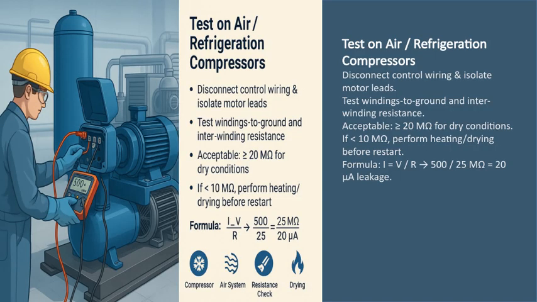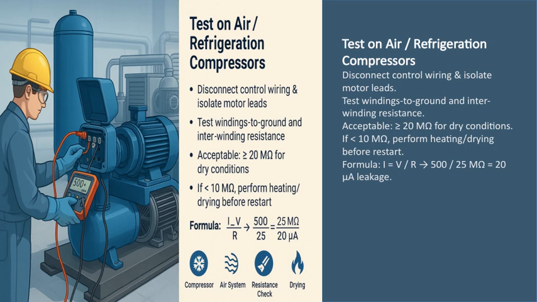Let's talk about testing on air and refrigeration compressors. First, it's crucial to disconnect the control wiring and isolate the motor leads before testing. This helps ensure accurate readings and safety. Next, you'll want to test the windings to ground and interwinding resistance. Now, generally, an acceptable resistance value is 20 megohms or more, especially in dry conditions. If you measure less than 10 megohms, it indicates there's a problem, and it's best to perform heating or drying before attempting to restart the compressor.